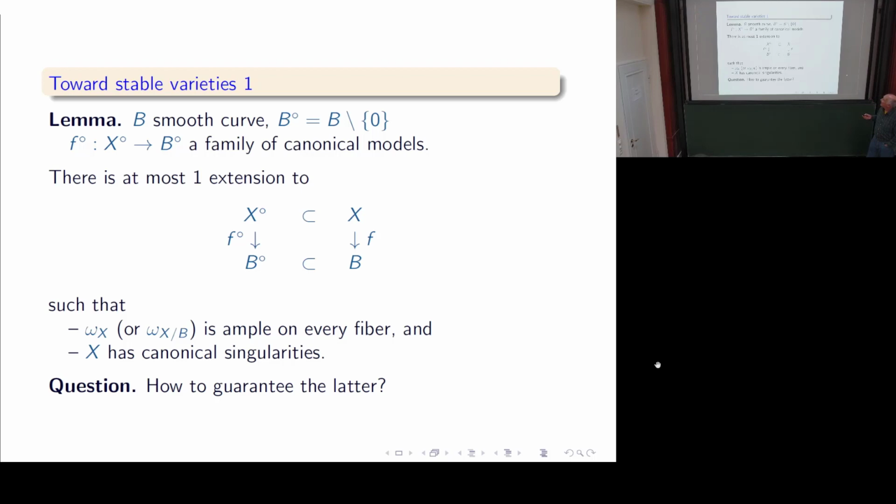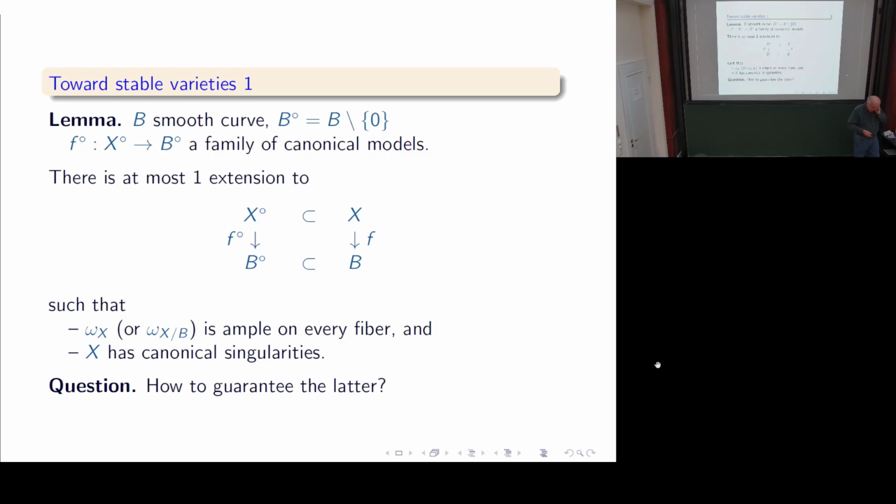Assume that I have a smooth projective curve and I leave out a point. And I have a flat family of canonical models over it. Now it is actually fairly easy to show there is at most one extension over this point, where omega_X, or over a smooth curve it doesn't really matter, but in general it's the relative omega, is ample on every fiber, and this X itself has canonical singularities. So you just try to write down, if you have two such, you take a common desingularization and you write down this pullback formula, and you end up with this uniqueness. This is very easy.